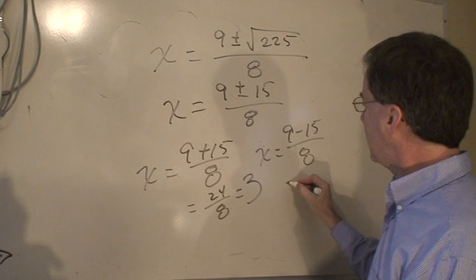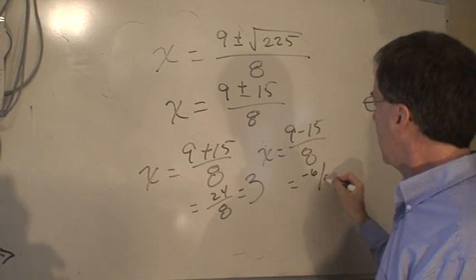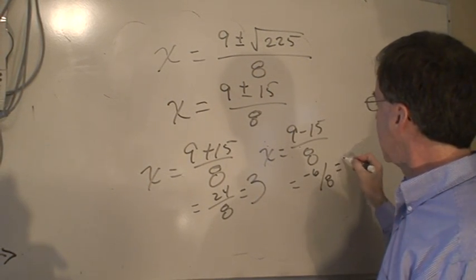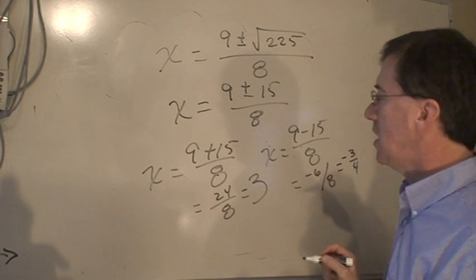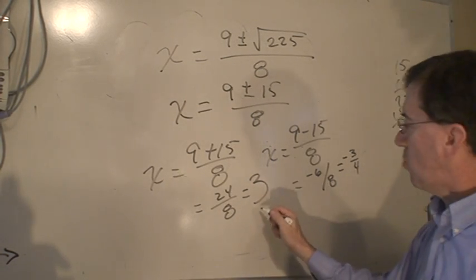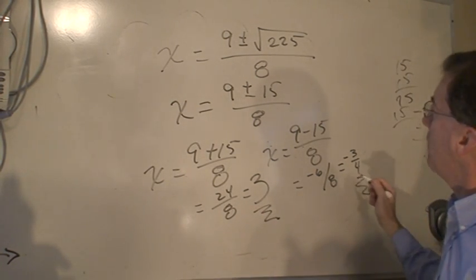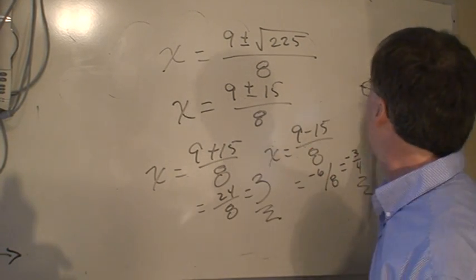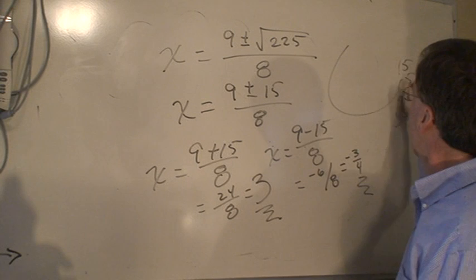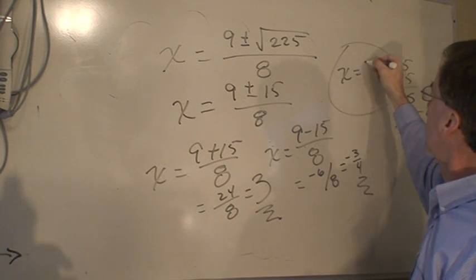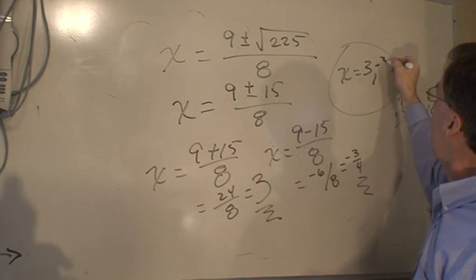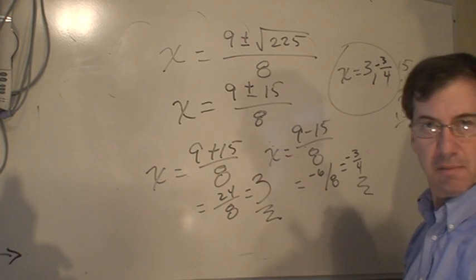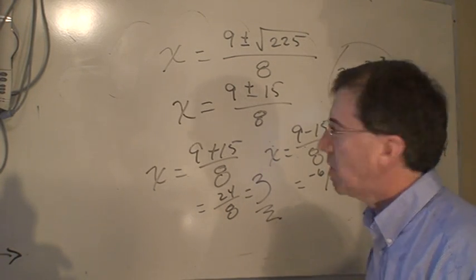9 minus 15 is equal to negative 6. Negative 6 over 8 is negative 3/4. So my final answer to this question is 3 and negative 3/4. I'll put a box here. My final answer was x equals 3 or negative 3/4. Next we'll cover something similar to number 4.